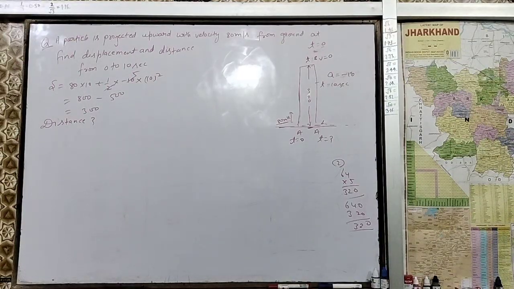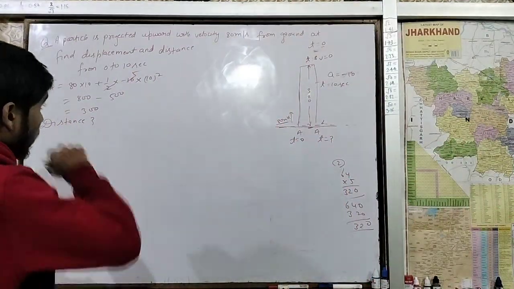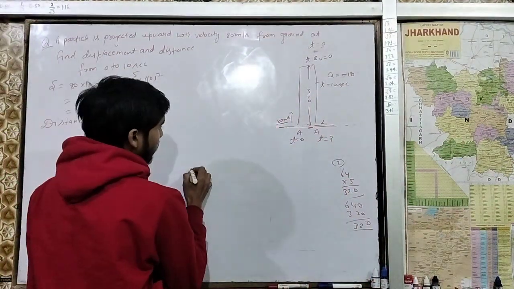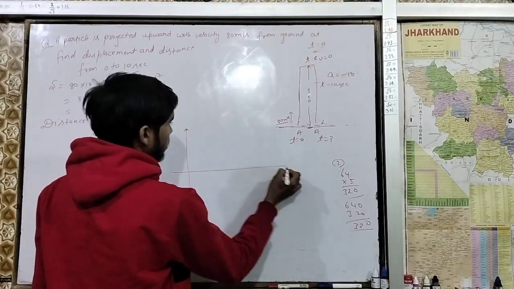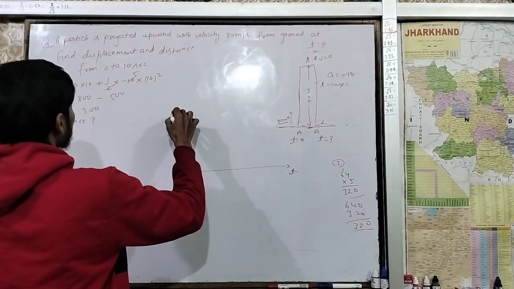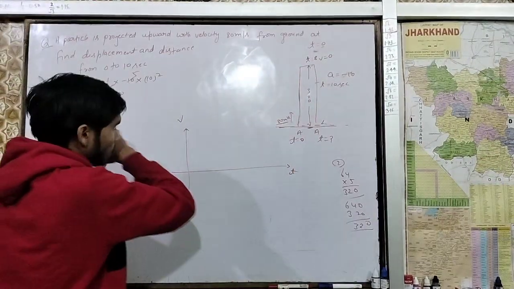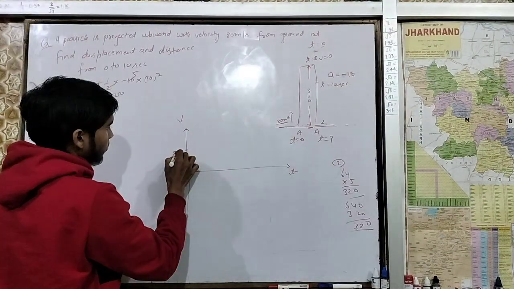Let's find this distance by using a graph. We are saying this is our t and this is our v. With how much velocity? 80. This is 80 meter per second.